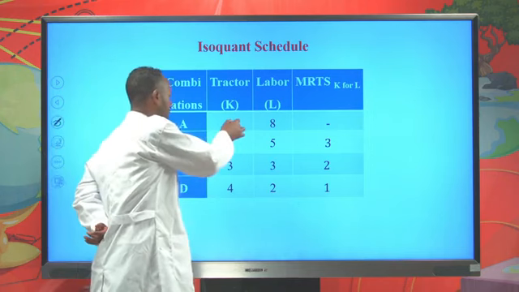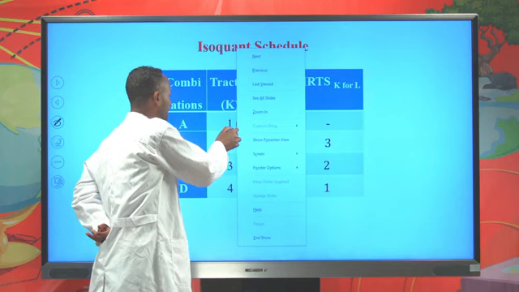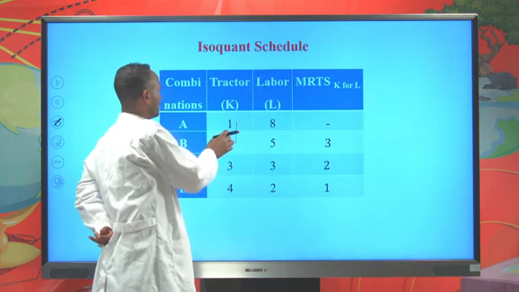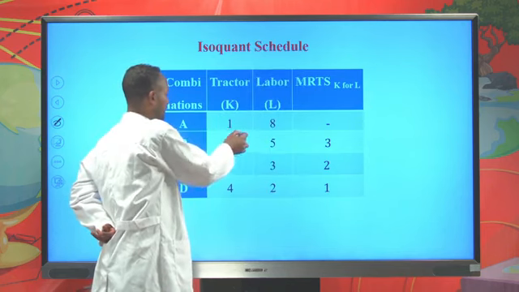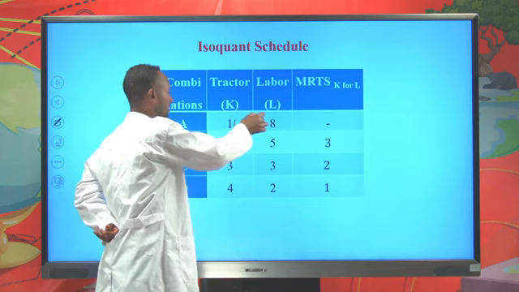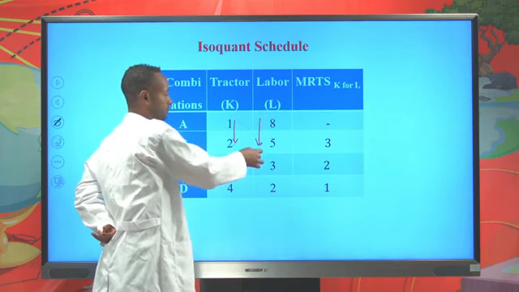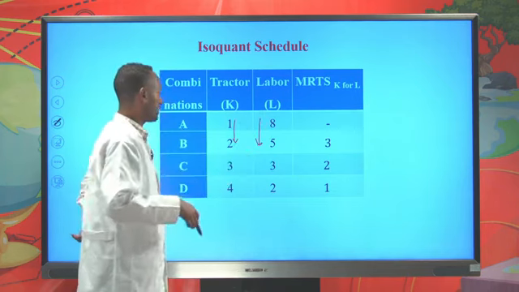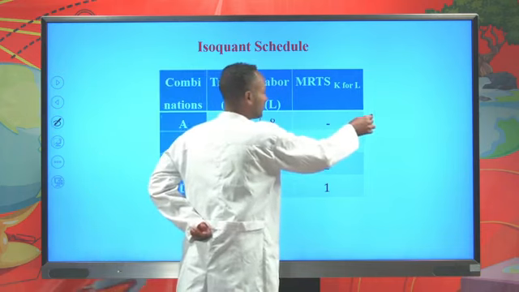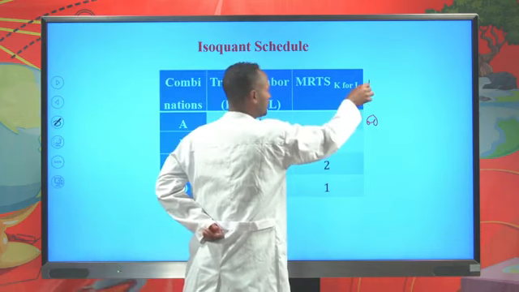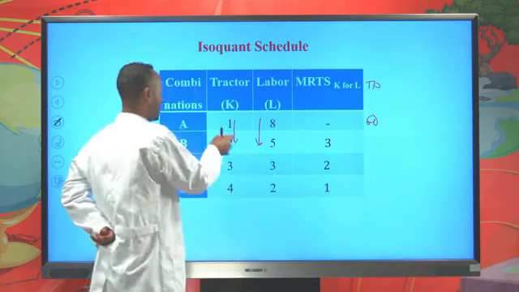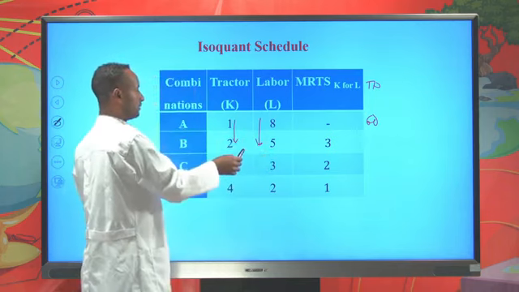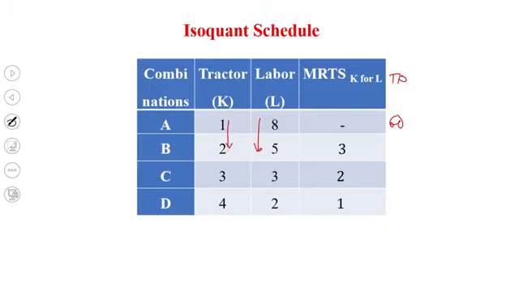Because as we increase employment of the variable input tractor, we are reducing the employment of the variable input labor. For example, if the farmer gets 60 quintal of wheat output from one tractor and 8 labor, then the output that he gets from 2 tractors and 5 labor is also 60 quintal.